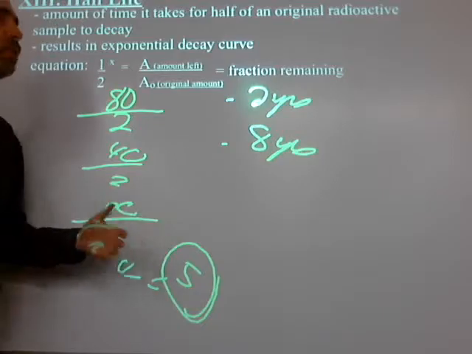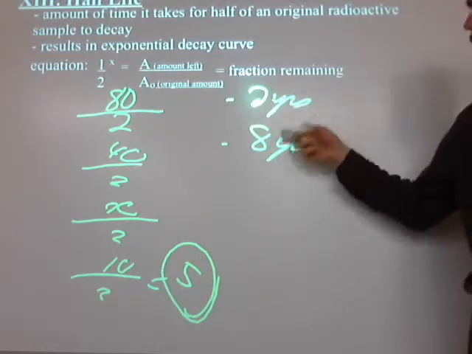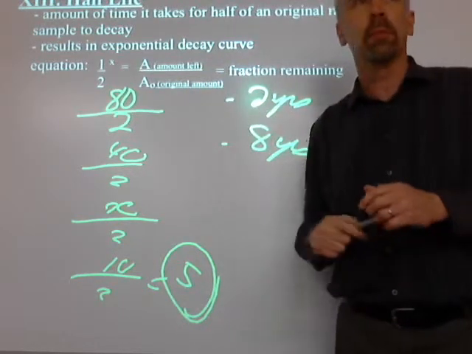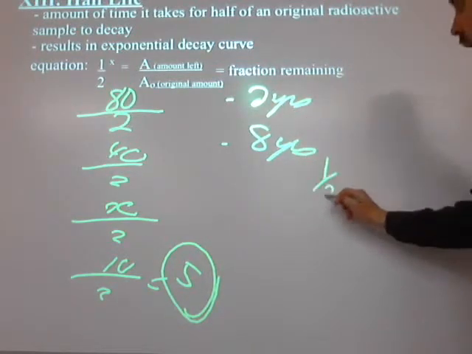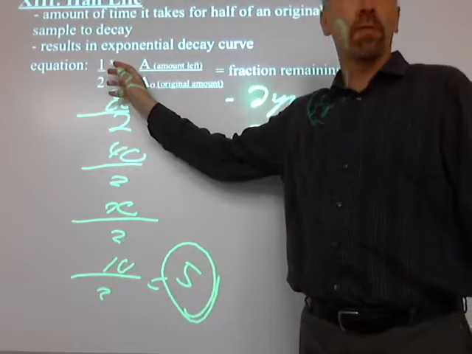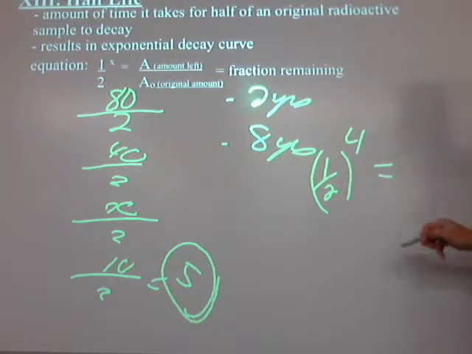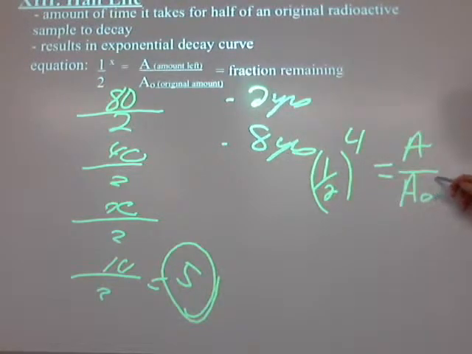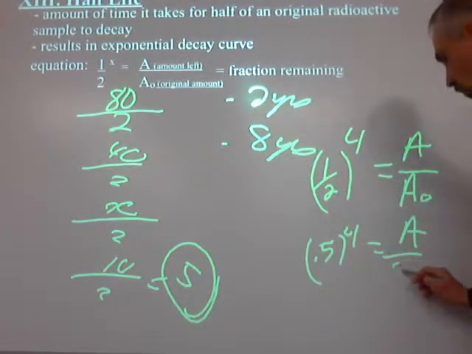But of course, what happens when you don't have easy numbers? What happens when it's not 80 divided by 2, 4 times? You've got to have an equation. And that's where I came up with this equation. Will this equation work for this? Watch. 1/2 to the X, where X is the number of half-lives, which is 4 here, equals the fraction remaining, A over A sub 0. A sub 0 is the original amount, and A is the amount remaining. What was your A sub 0 then? 80, right? So it'd be 0.5 to the 4th power equals A over 80.